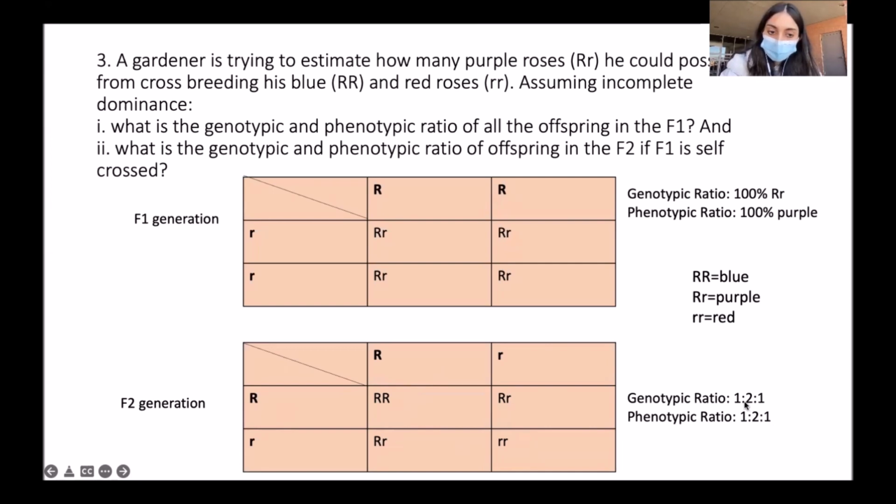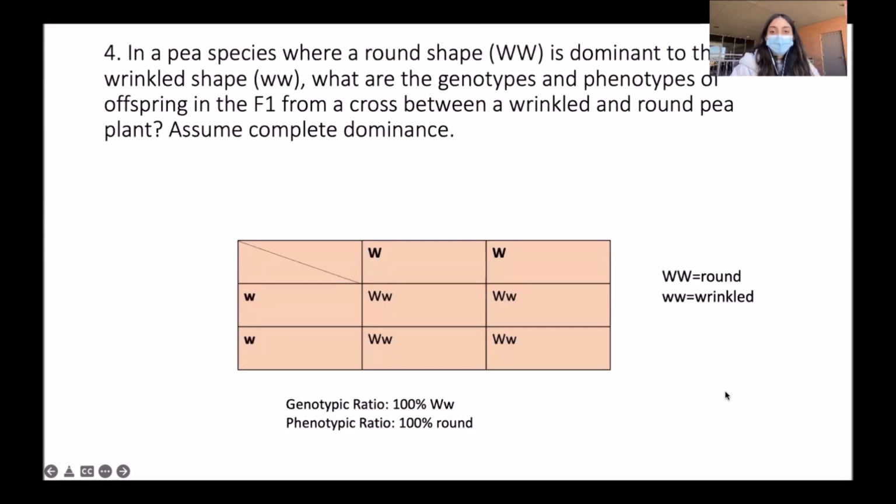Okay. This question is asking, in a species where a round shape, big W, is dominant to the wrinkled shape, and that's recessive, what are the genotypes and phenotypes of offspring in the F1 from a cross between a wrinkled and round pea plant? And we have complete dominance. So it's going to be like how we always do. So wrinkled is going to be our little w, and the round one is going to be big W.